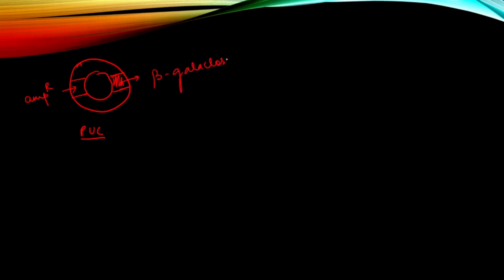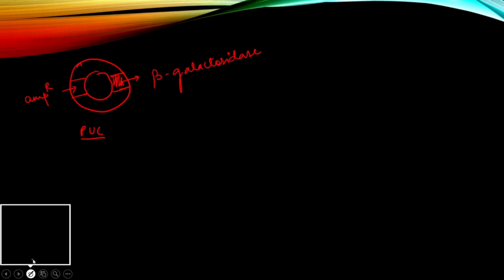Now let me explain this. Suppose this is another plasmid. Let me write this pUC. It has a gene which shows resistance for ampicillin, right? And it has a gene for the enzyme beta galactosidase. So this gene is for beta galactosidase, an enzyme which breaks lactose into glucose and galactose, right?